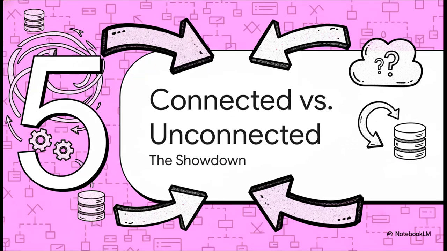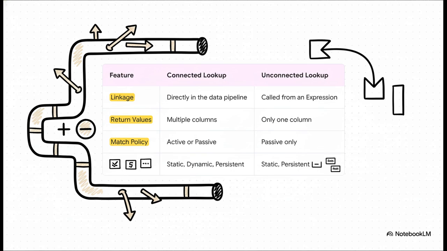All right, time for the head-to-head comparison. This is the moment that separates the pros from the rookies. And trust me, this is a question that comes up in interviews all the time. So let's make it crystal clear. Let's just run down the list. Linkage? Connected is in the pipeline. Unconnected is called from an expression.